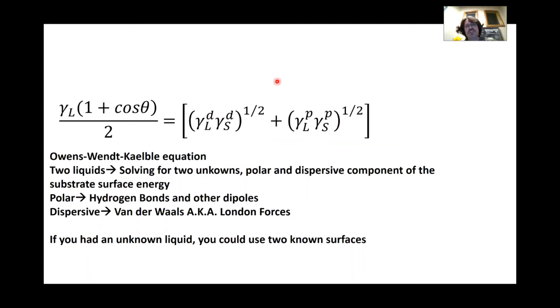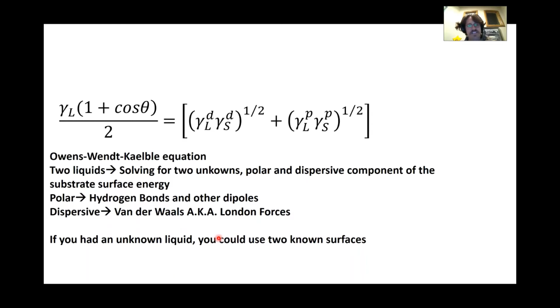Surface energies of substances are generally driven by intermolecular or interatomic bonding. So we have polar and dispersive forces, basically. Hydrogen bonds and other dipole type interactions would be polar, and dispersive are like van der Waals, also known as London forces.